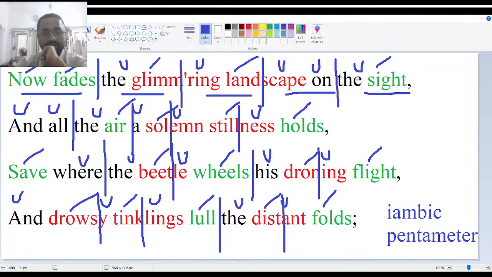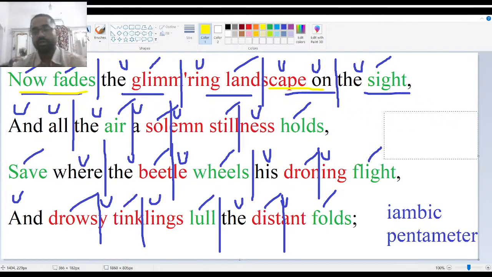Now the only thing that remains is to identify the variations. So we get the first variation in the first line itself. The first foot is a variation. What is a variation in an iambic line? If you get anything apart from an iamb in a foot, it's a variation. So this is the first variation here. Now fades. This one is a spondee here. And then you have in the fourth foot of the first line a pyrrhic.